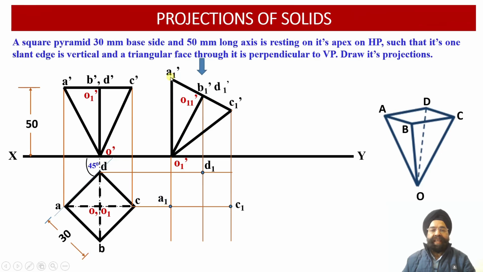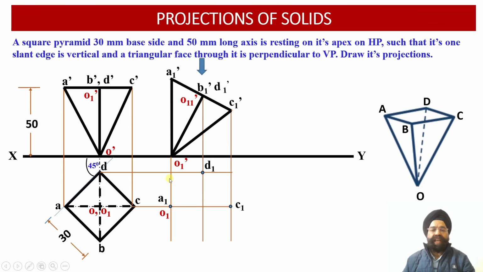Now we can see that here we have got the vertical projector line drawn through the point A1 dash. Here we have got the horizontal projector line drawn through the point A1. So the intersection of these two projector lines will provide us with the location of the point A1. Similarly, here we have got the vertical projector line drawn through the point C1 dash of the elevation projection view. Here we have got the horizontal projector line drawn through the point C of the previous plan projection view. So the intersection of these two lines will provide us with the location of the point C1. Similarly, here we have got the point O1 dash in the elevation projection view.